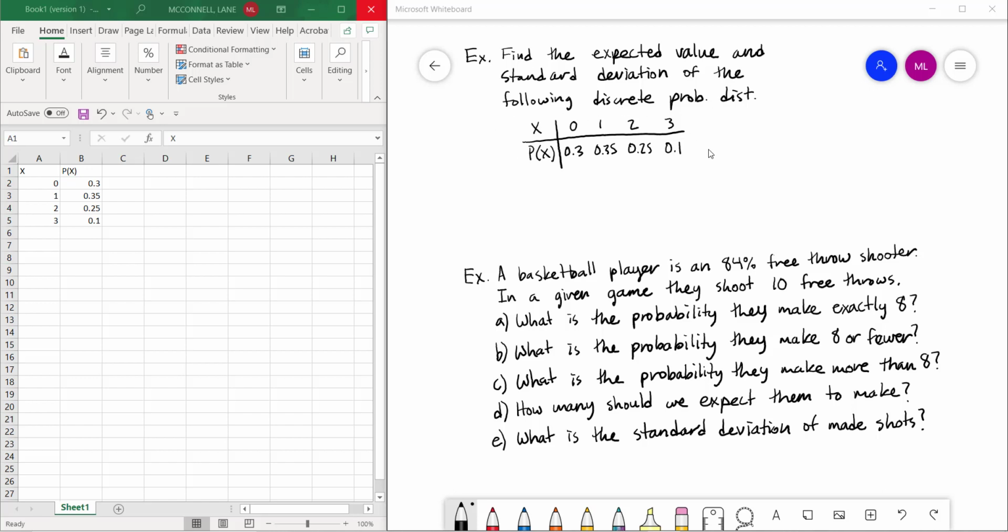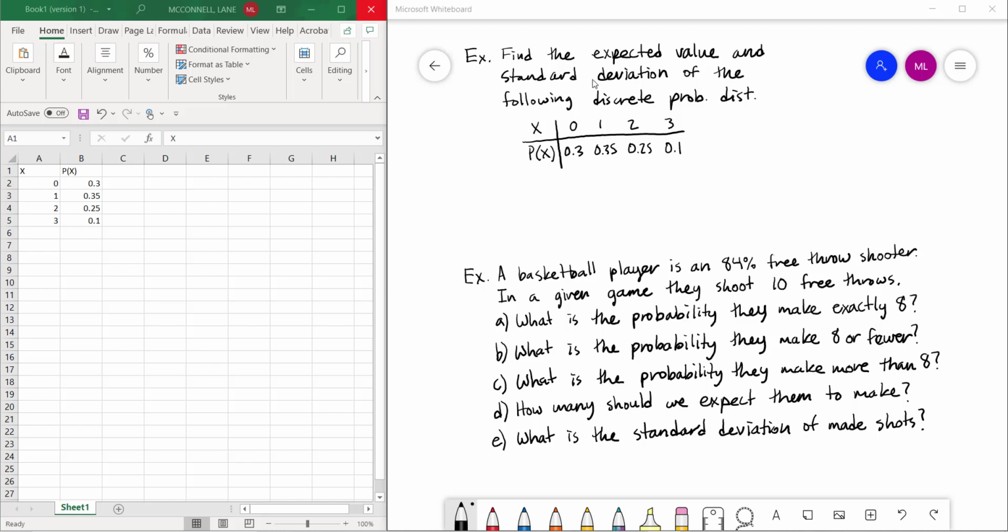And this is the probability distribution borrowed from an earlier video where we were talking about x was equal to the number of siblings of some students in a class, and this was the associated probability of picking out a student with that many siblings. So this is from a problem that we did on an earlier video.